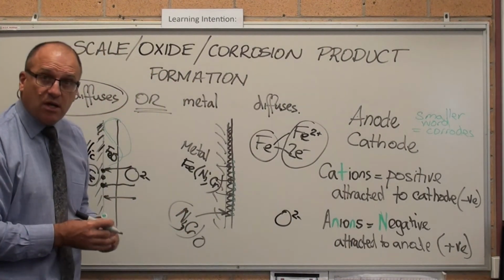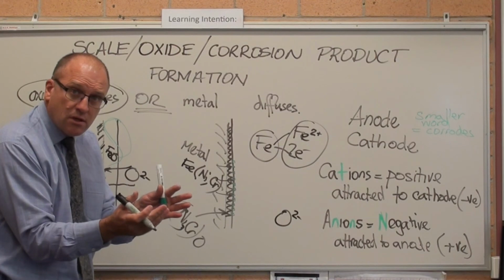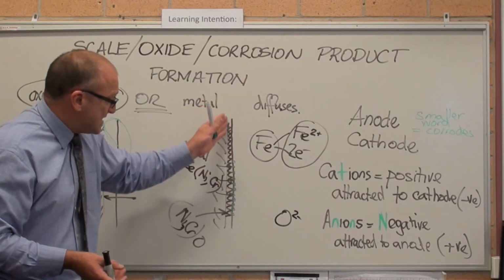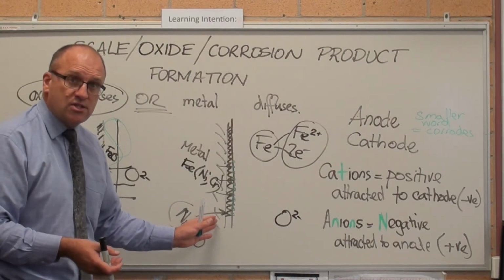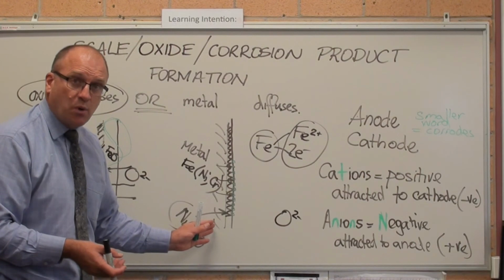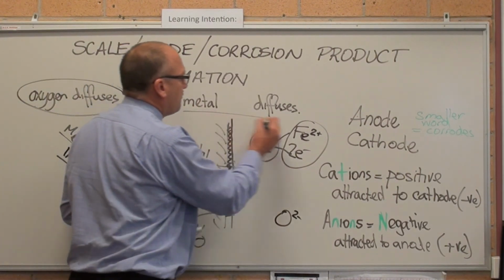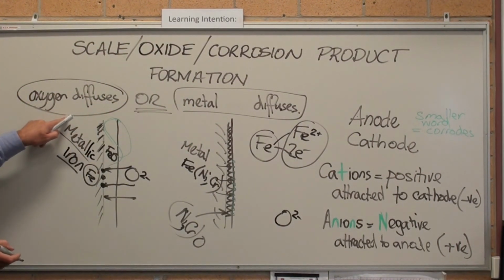Because the reaction's happening on the outside, the oxide is not getting pushed off the surface. Because it's not getting pushed off the surface, it stays there. So that's an adherent layer of chromium oxide on the surface of a stainless steel, which is why it doesn't rust. So either the metal diffuses through the layer or the oxygen diffuses. That's the background behind a lot of the corrosion theory.